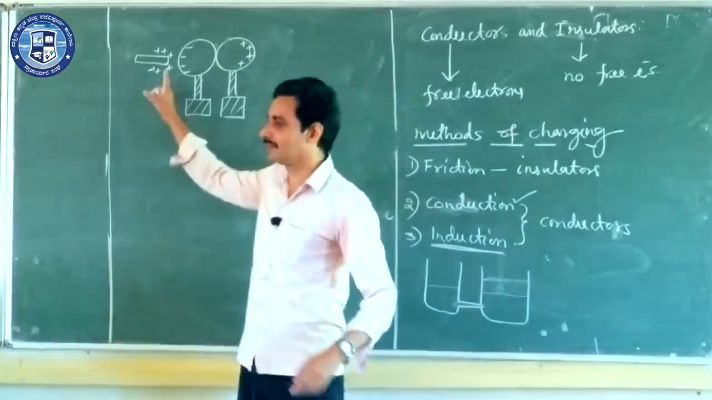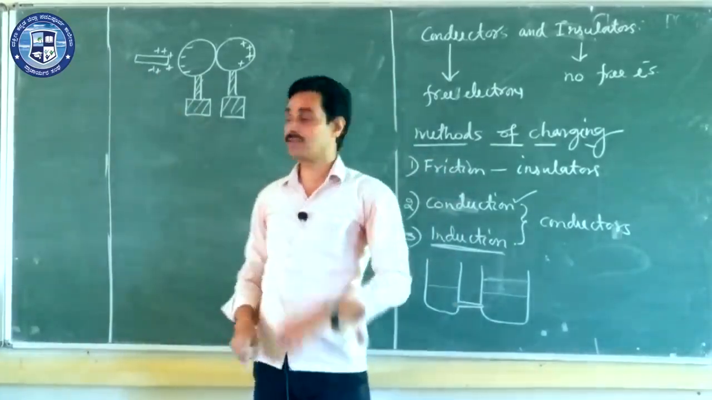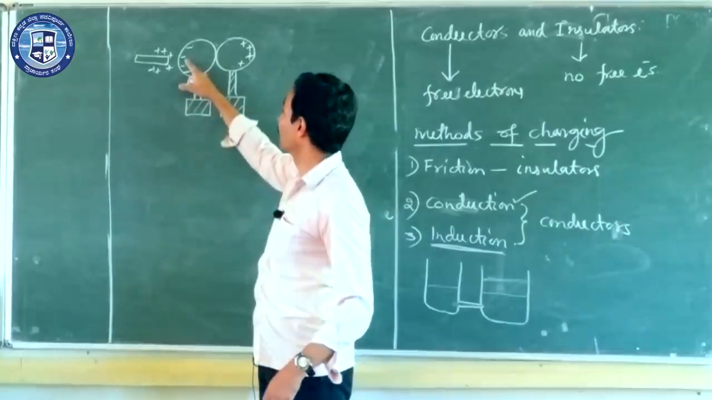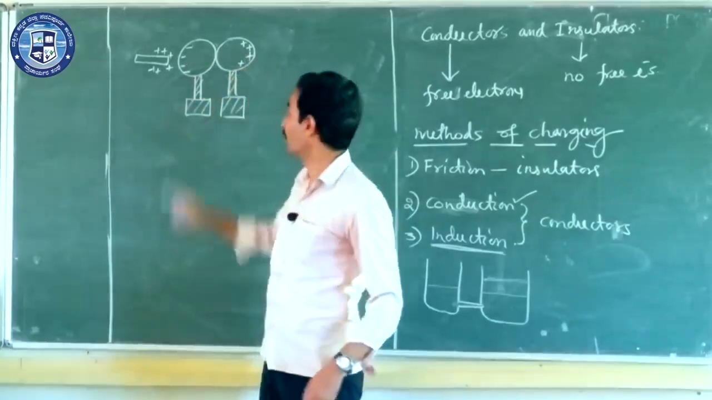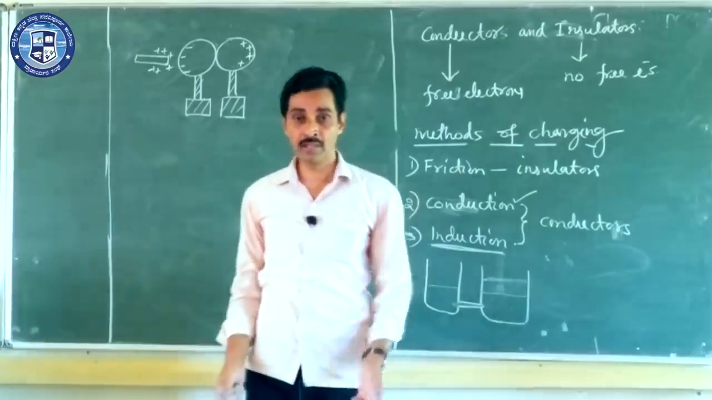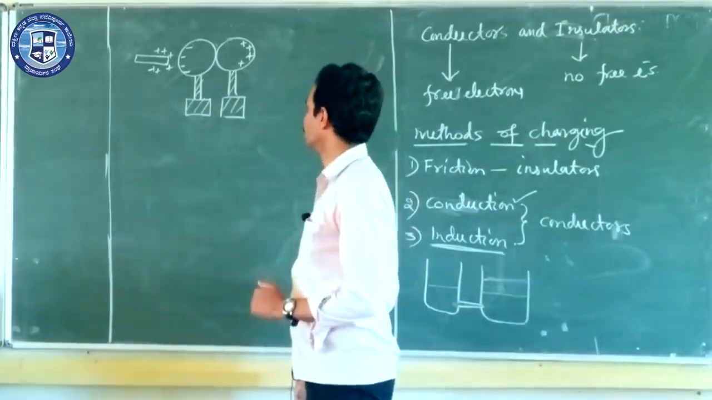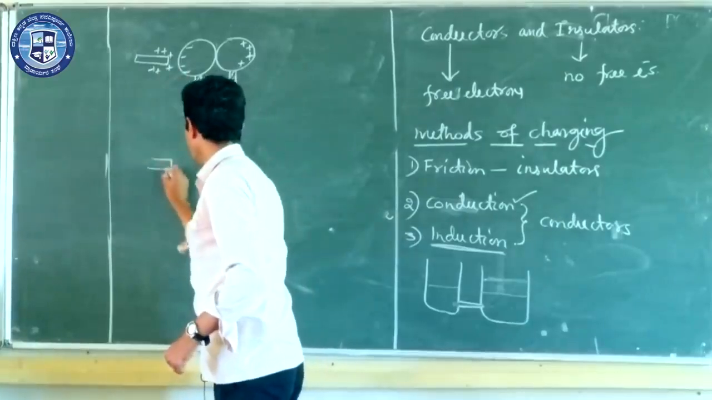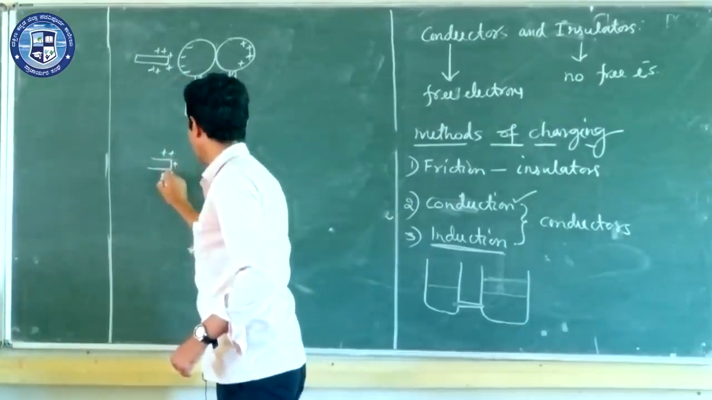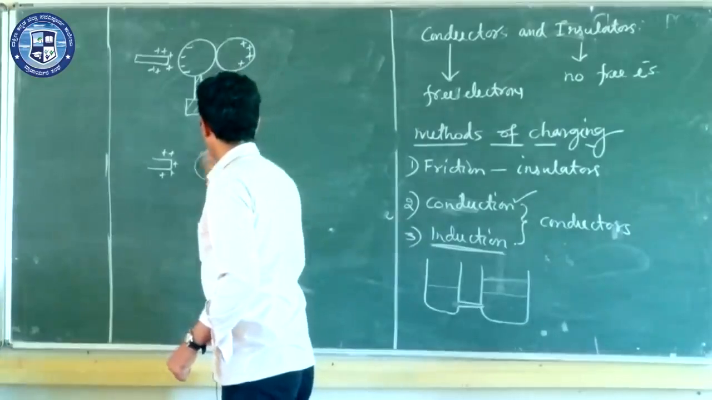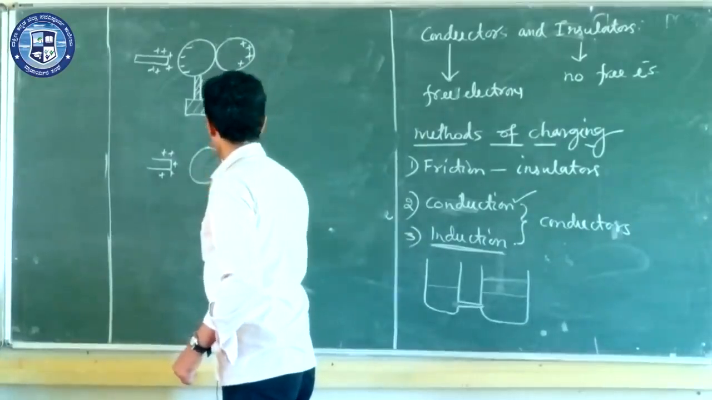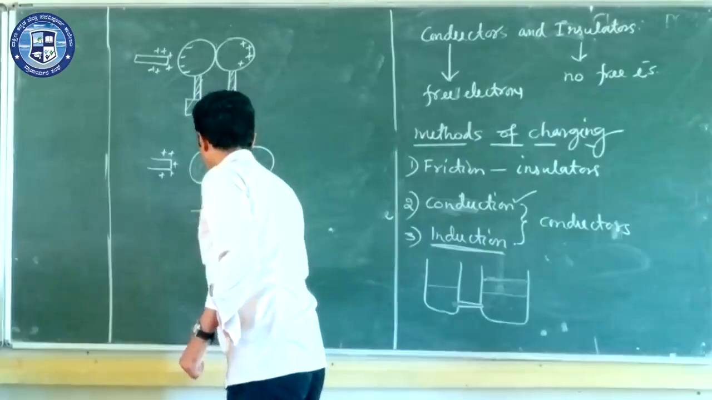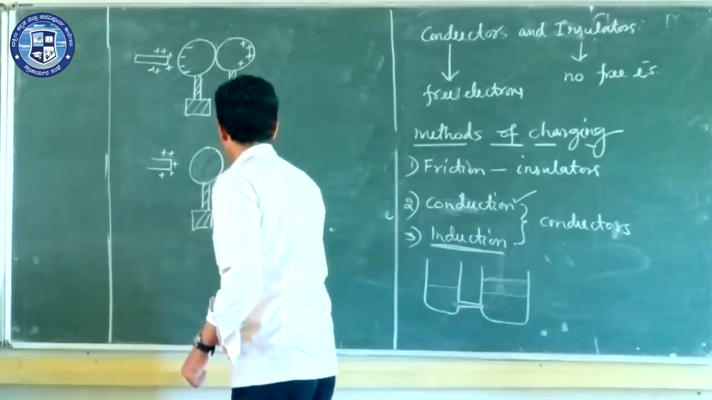Because if you take this charged body away, what happens? The electrons again come back and join with this and neutralize the body. Then how can you charge a body? Now what you have to do is separate them. With this charged body here only, keep this charged body, don't take it away, separate the two conductors. They should still be on the insulating stand.